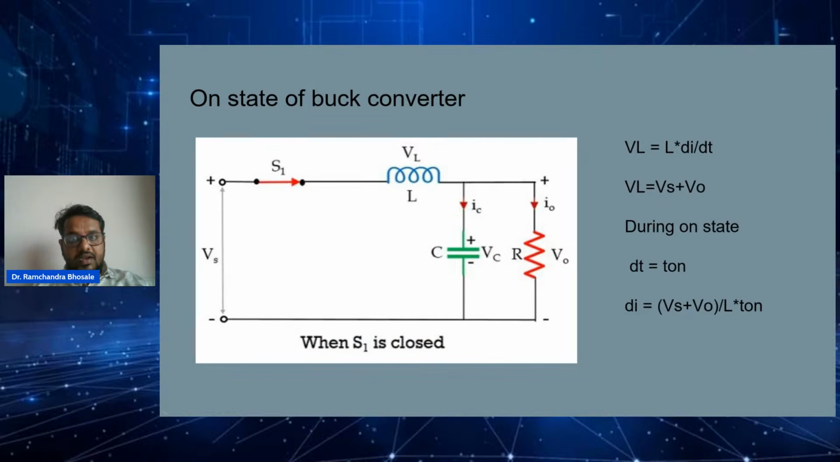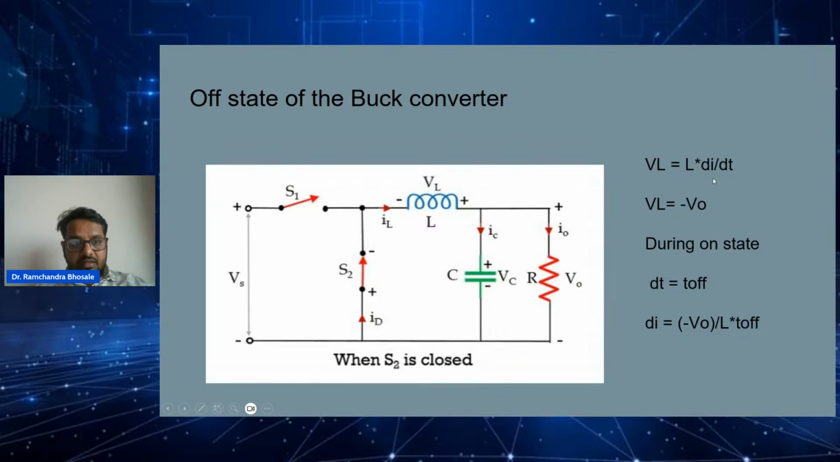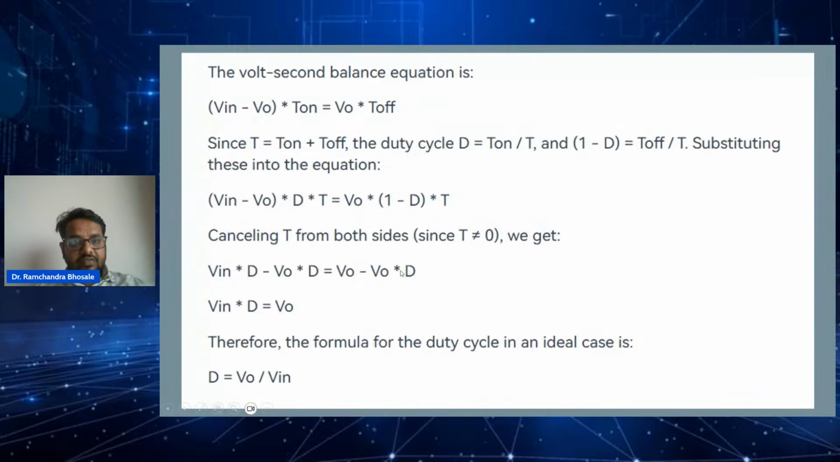Okay, and we'll see the voltages in the simulation waveform. You can just ignore this for the time being. This is the derivation for deriving the gain in the buck converter, which is Vo by Vin.